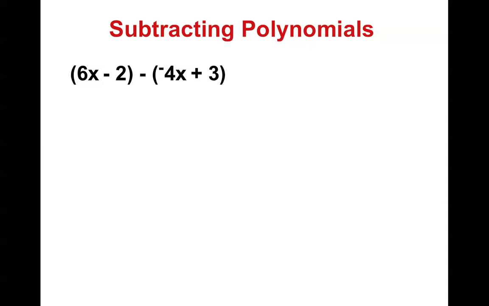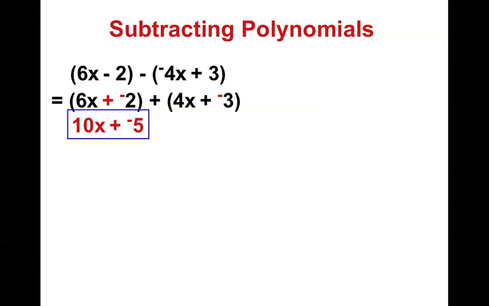All right, I'm going to add, and then what's the opposite of negative 4x? Positive 4x. What's the opposite of positive 3? Negative 3. Get it? Now, we can just add them together. 6 plus 4 is 8, and negative 2 plus negative 3 is negative 5.